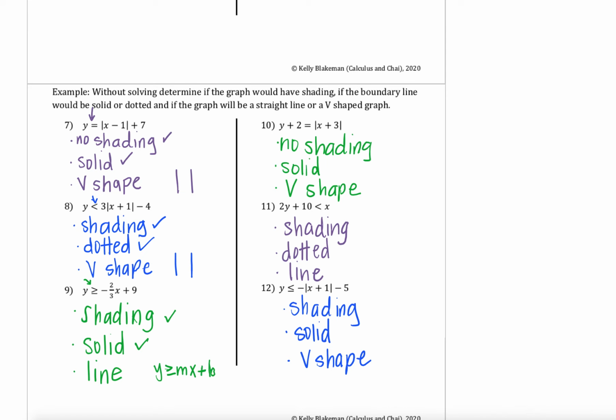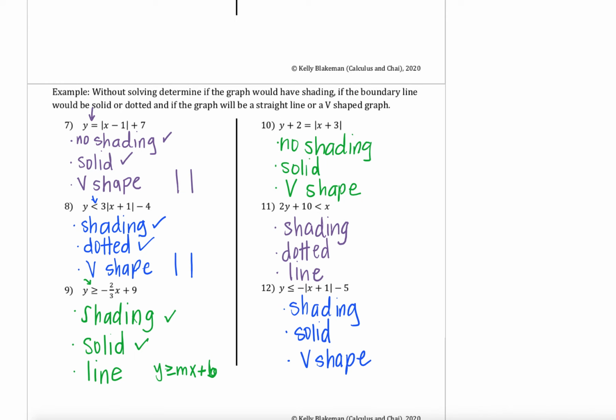But I have no absolute value bars in this equation, so this would represent a straight line when I were to graph it, where I could find my slope, which is negative 2/3, as well as my y-intercept, which would be 0, 9, and we could graph it from there.